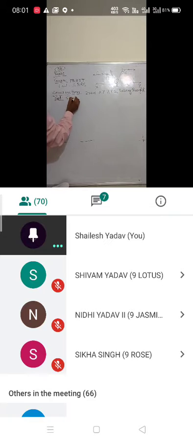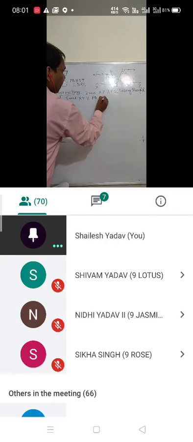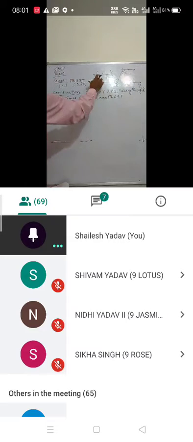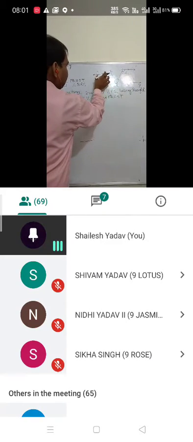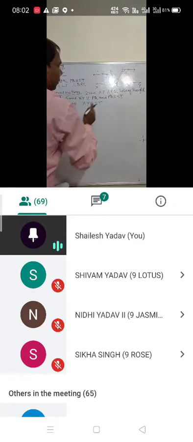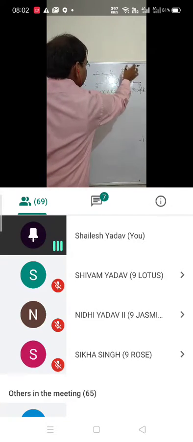So here you can write in the solution: since XY parallel to PQ and PQ parallel to ST. Since XY is parallel to PQ that you had drawn, and in the question it is given PQ parallel to ST, then here you will write XY will be parallel to ST also. It means this line is parallel to PQ as well as ST.